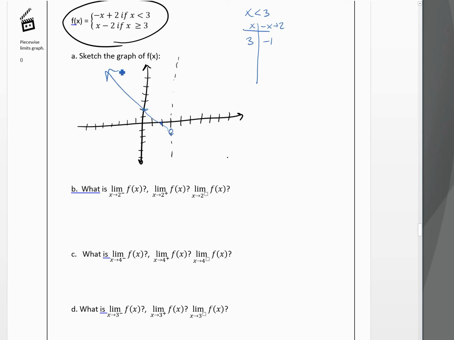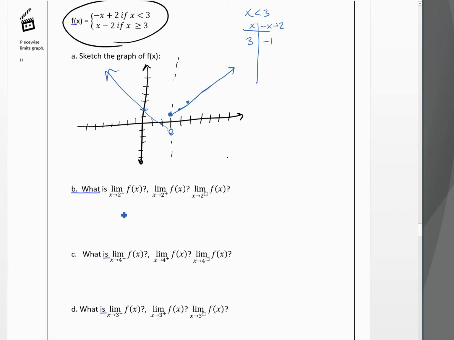Okay, then x is greater than or equal to 3. We're going to plug it into the second line. So if we plug 3 in there, we're going to get 1, and that'll be a closed dot because it's greater than or equal to. If we plug in 4, we're going to get 2, 5, we would get 3, and so on, and we'd have a line going that way.